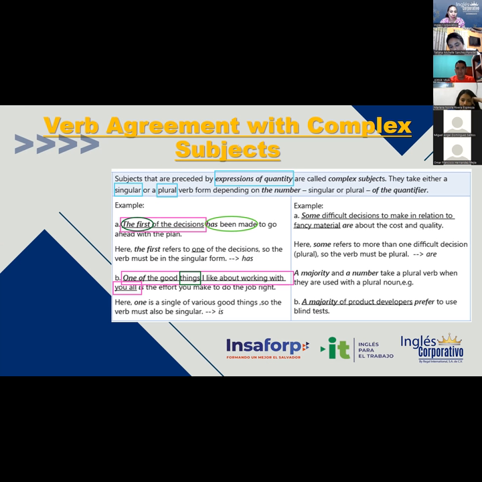Why are we going to be using the singular form? Because here we have a quantifier, one. Does that make sense? Yeah? So we're not just talking about these things, we're talking about one of the good things. If I just say, think about it in Spanish, las cosas buenas son, right? So we're using the plural form. But if I say to you, una de las cosas buenas es, right? Because we're talking about una de las cosas buenas, only one here. Okay. All right.